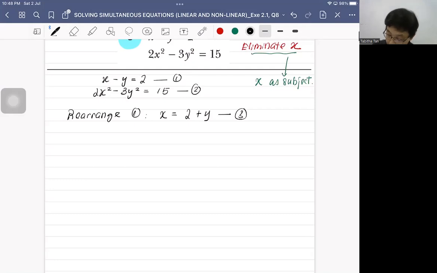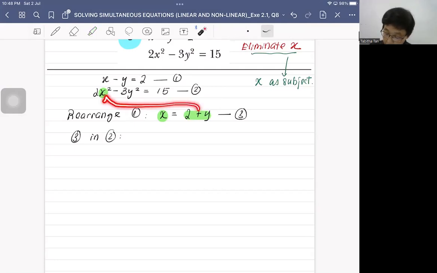The next step will be, we tell the examiner we're going to take equation number 3 and substitute into equation number 2. In equation number 2, you have an x here, and now x is the subject. Therefore, the expression for x, 2 plus y, will be substituted into this place. Okay, so let's move on.